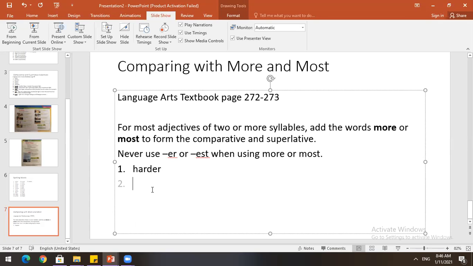Number 2, Habiba. Flights are more numerous on Fridays. Very good. Flights are more numerous. So numerous here, we should add more. We can't say numerouser, right? More numerous is the correct answer. Thank you, Habiba. Amr, number 3.